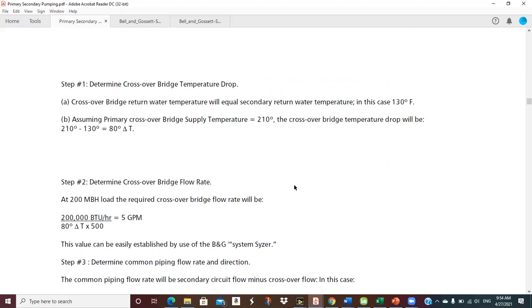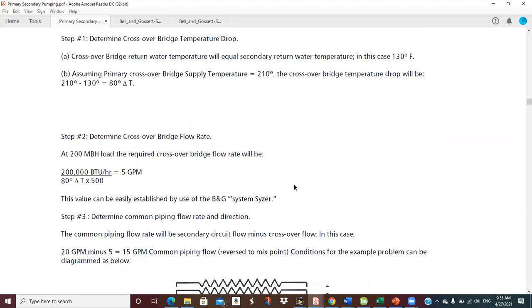Assuming primary crossover bridge supply temperature is 210, crossover bridge temperature drop will be 80. Just subtract them. And that's how I calculated the 5 GPM. I have to deliver 200,000 BTUs an hour from my primary water into my secondary. So 200,000 divided by 80, the temperature difference, divided by the constant 500 gives me 5 GPM.